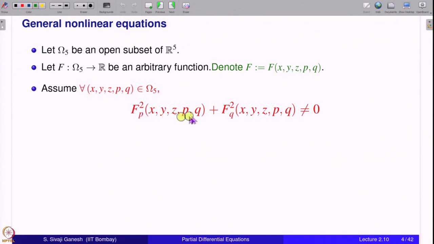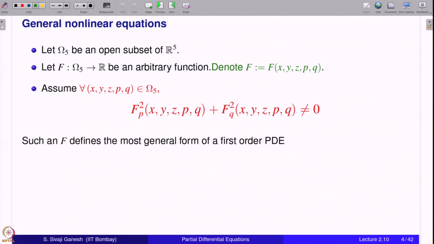That is expressed by writing this condition for every x, y, z, p, q in omega 5: Fp square plus Fq square is not equal to 0, which means that F has to be differentiable, right? I said arbitrary function here, but this already suggests it should be a differentiable function. The precise hypothesis we will also see when we prove theorems. Till then this is fine. So, such an F defines the most general form of a first order PDE.